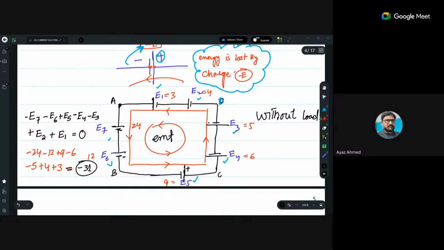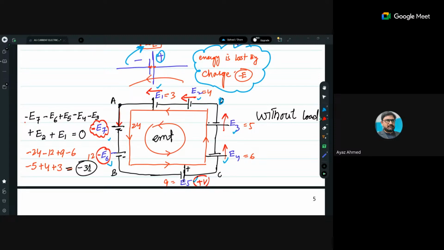So first of all, I would encounter E7, and I'm leaving the negative terminal of E7. So E7 will be taken as negative. I have made the equation here. E7 is negative. Then I'm leaving the negative terminal of E6, so E6 would be negative. Then I'm leaving the positive terminal of E5, so E5 would be positive. Then I'm leaving the negative terminal of E4, so it is negative. Negative terminal of E3, it is negative. Positive terminal of E2, it is positive. And positive terminal of E1, it is positive.